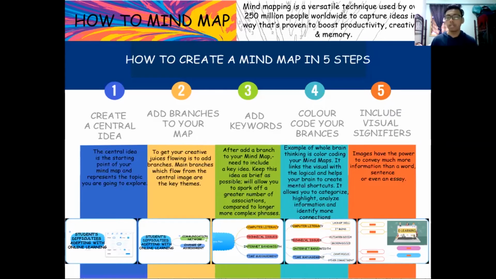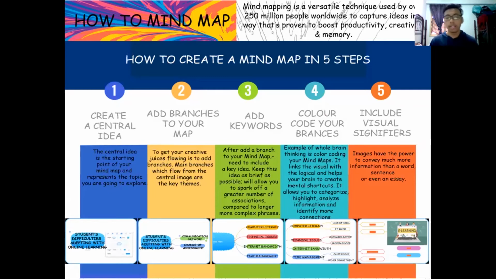After the branch, you need to include your key idea. Keep the idea as brief as possible. This will allow you to start off a greater number of associations compared to longer and more complex phrases. So my keywords are computer literacy, technical issues, internet bandwidth, and time management.